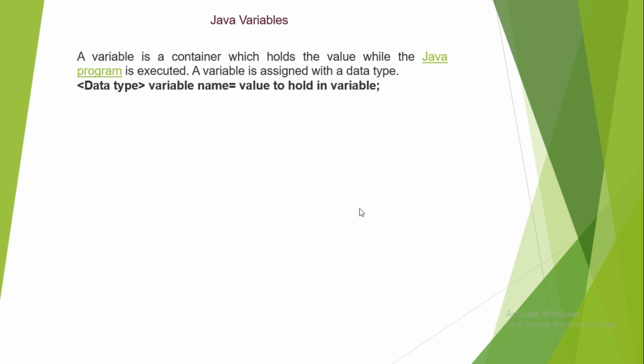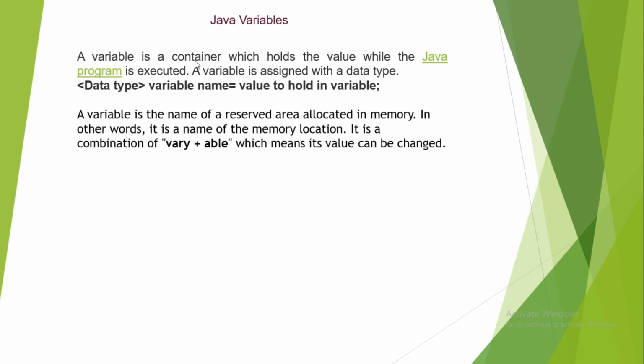How do you give the variable type? This is the syntax. The data type followed by the variable name and equal to the value which you want to hold in that variable. Okay, so what is a variable? A variable is like a container which holds the value while a Java program is executed. Let us see next one. A variable, as the name indicates, is vary plus able. That means the value can be changed. What is the meaning of variable? The value can be changed in that variable.